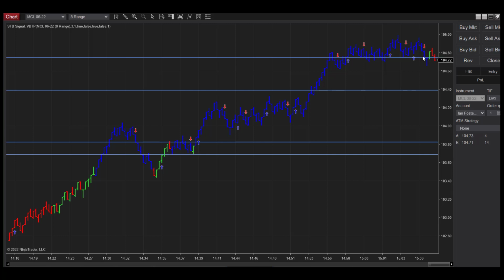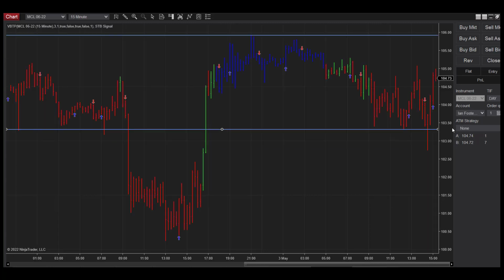What setup am I looking for? If this market is going to retrace a little bit, coming down, I want to see it going back up and giving me a confirmed higher low and blue bars. You see the red bars are starting to appear on the 8-range chart. I'd like to see them go back into blue mode, and then of course if we flick over to the 15-minute chart, that will eventually move out of red mode and go into a green mode, indicating a transition, and then back into blue.